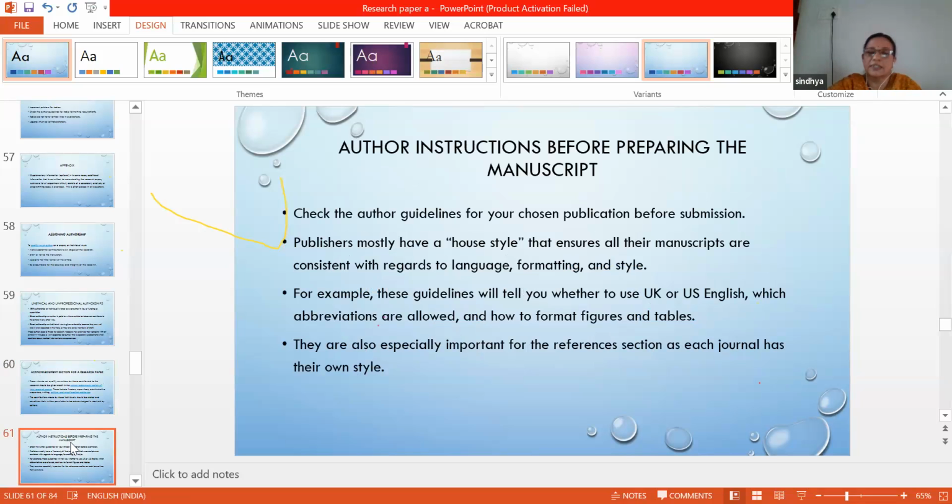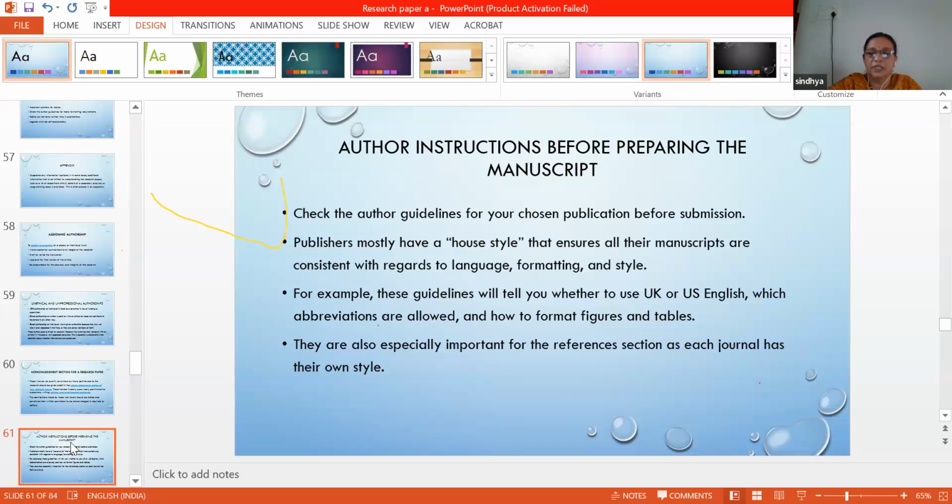And other instructions before preparing the manuscript. In the beginning, I told you that we have to select a journal. You have to go through the website of that journal. You have to read the other guidelines of the journal, so that we can prepare our paper according to those instructions. That is the first step you have to follow in preparing a research paper. So check the guidelines of your chosen publication.